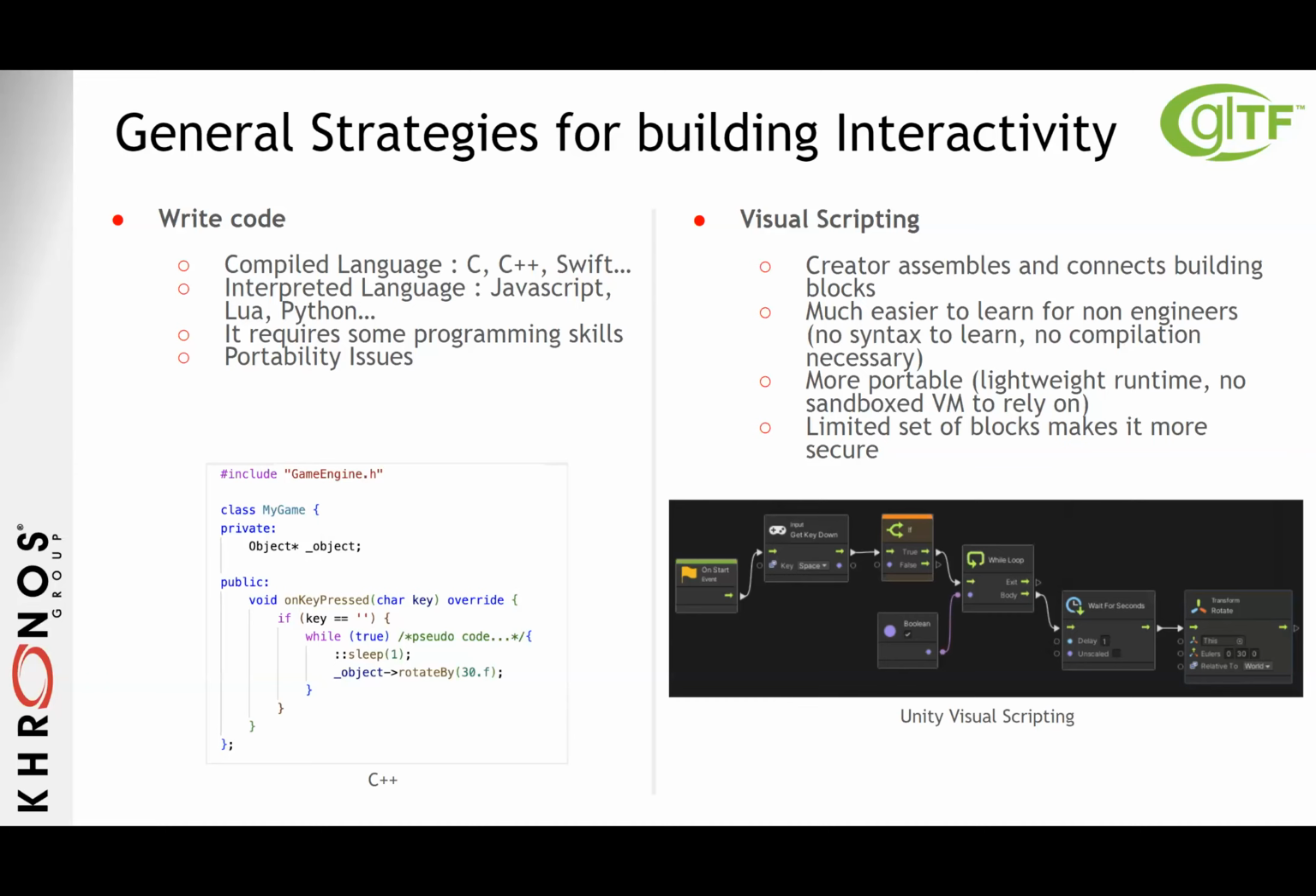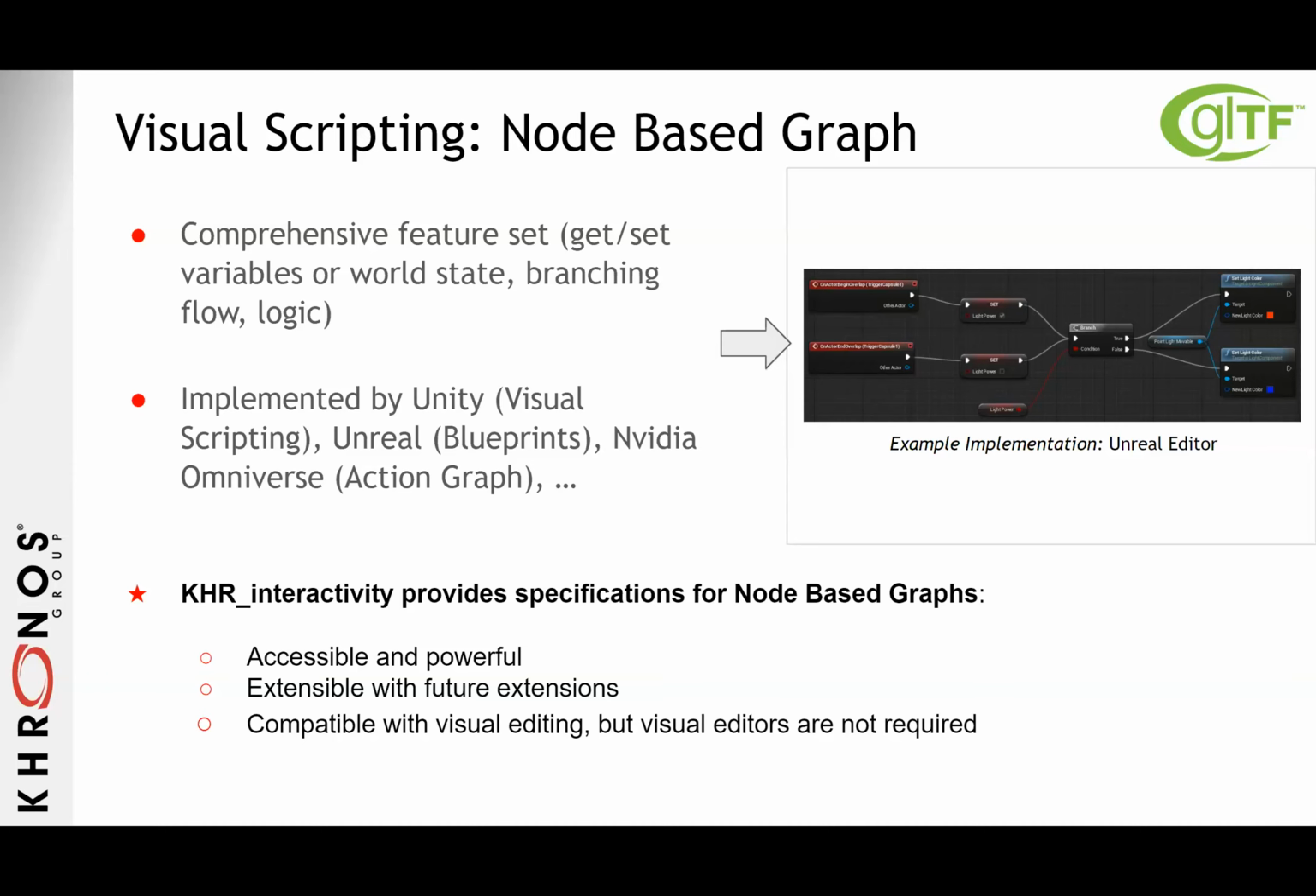So it's for this reason that Khronos decided to implement interactivity as a standard through the use of a node-based graph. A node-based graph, as the name says, is a graph made of nodes, and every node does an atomic operation. This is a comprehensive feature set, like getting and setting variables of the world state. You have branching flow, like the for loop, the while loop, and the if, which we call branch, and some logic like adding integers together. And that's been really popular these days.